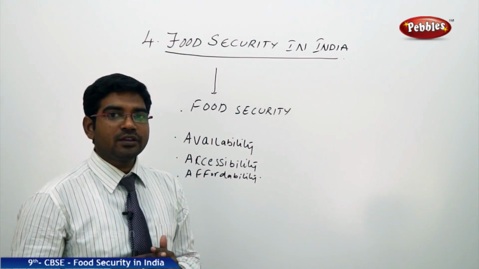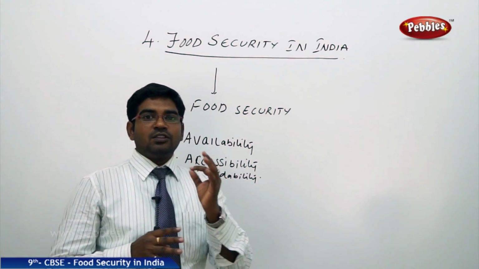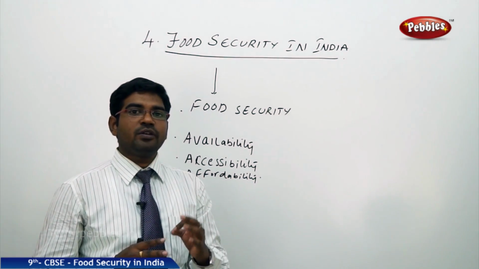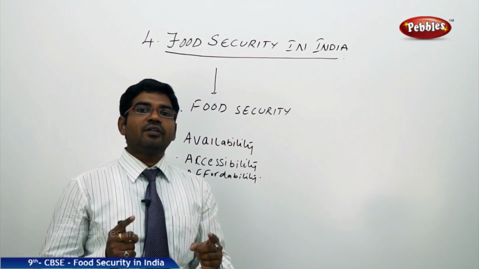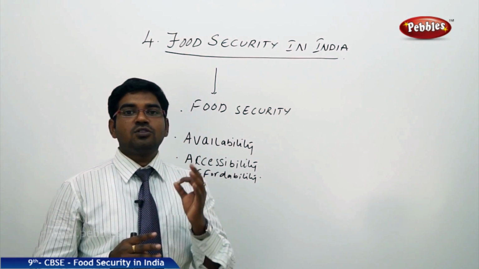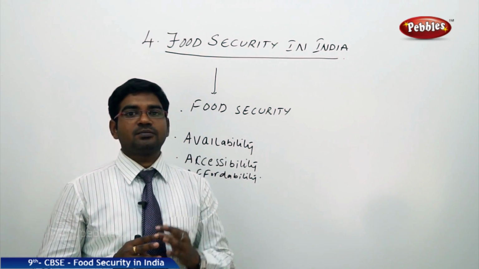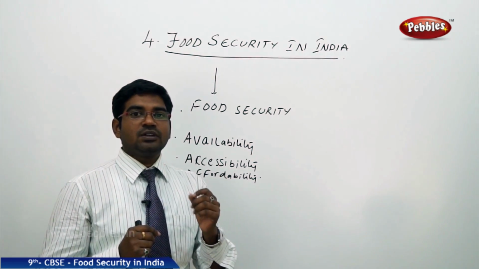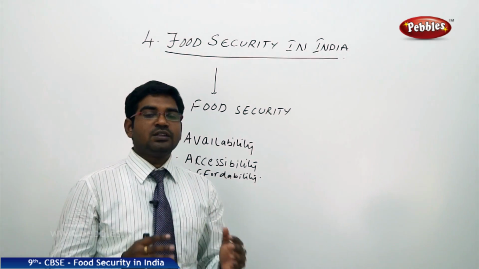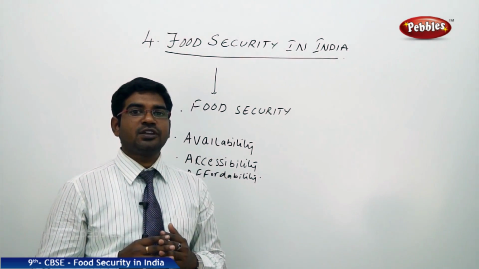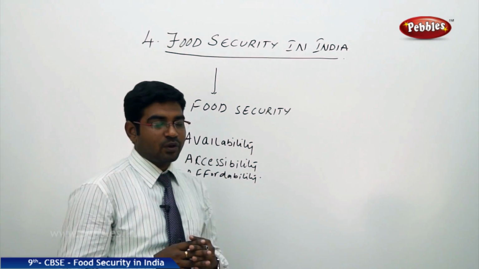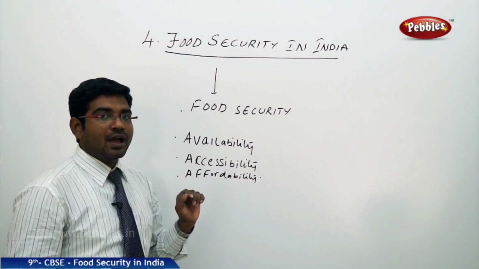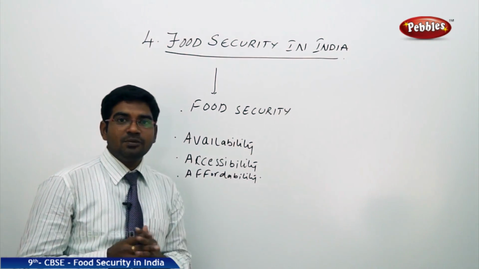First of all, what is food security? The providing of food for all people at all times is known as food security. Who provides the food? It is the utmost responsibility of the government to ensure that all the members are able to get food. In this, we can broadly categorize food security into three categories: availability, accessibility, and affordability.